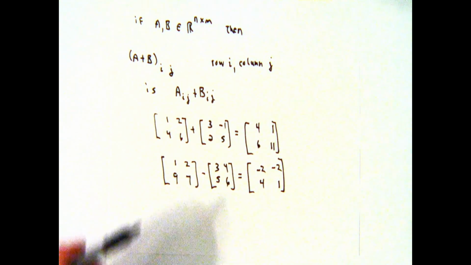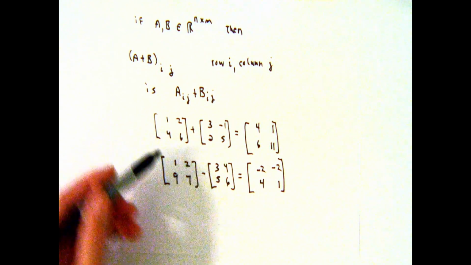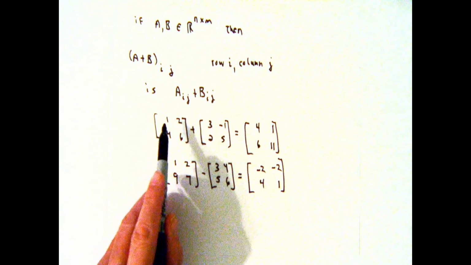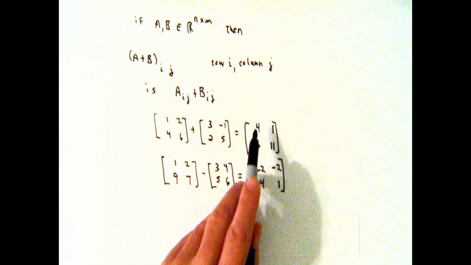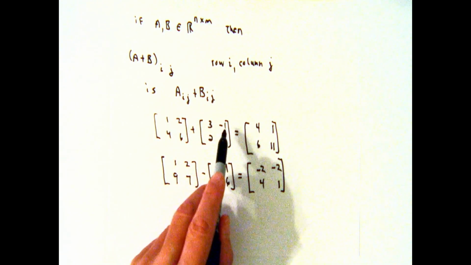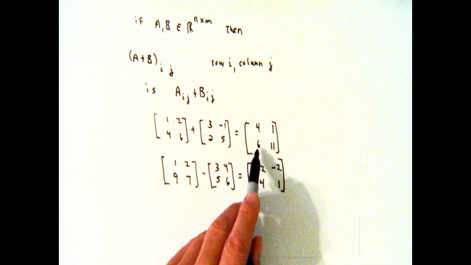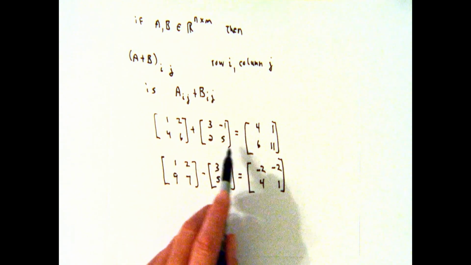For example, 1, 2, 4, 6 plus 3, negative 1, 2, 5. 1 plus 3 is 4. 2 plus negative 1 is 1. 4 plus 2 is 6. 6 plus 5 is 11.